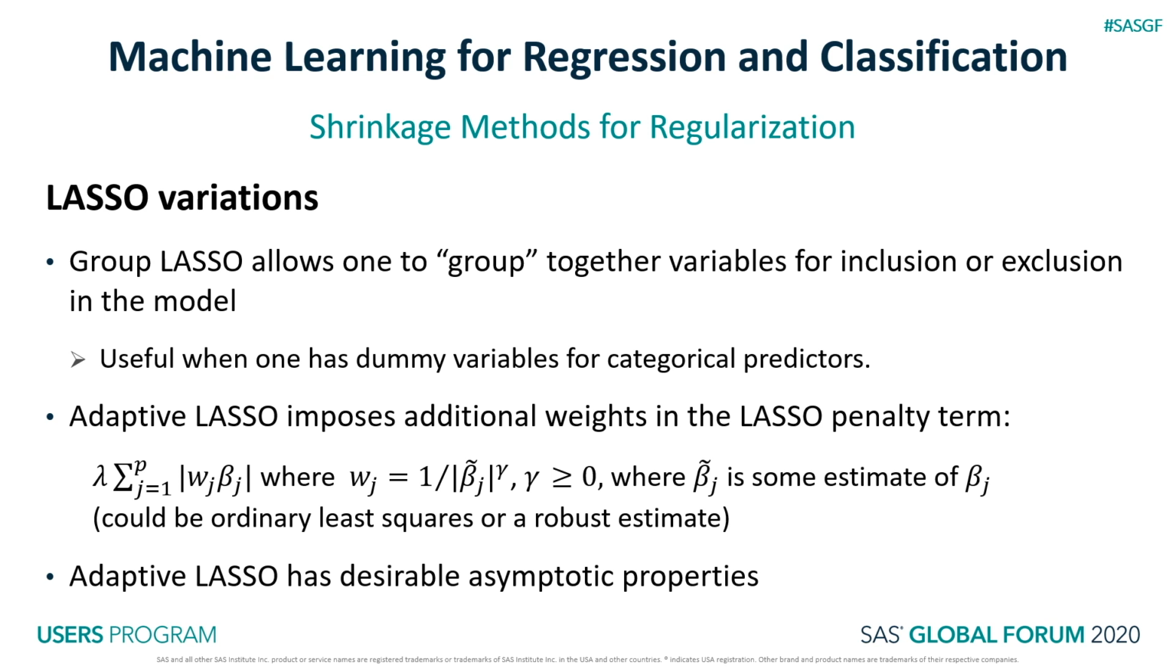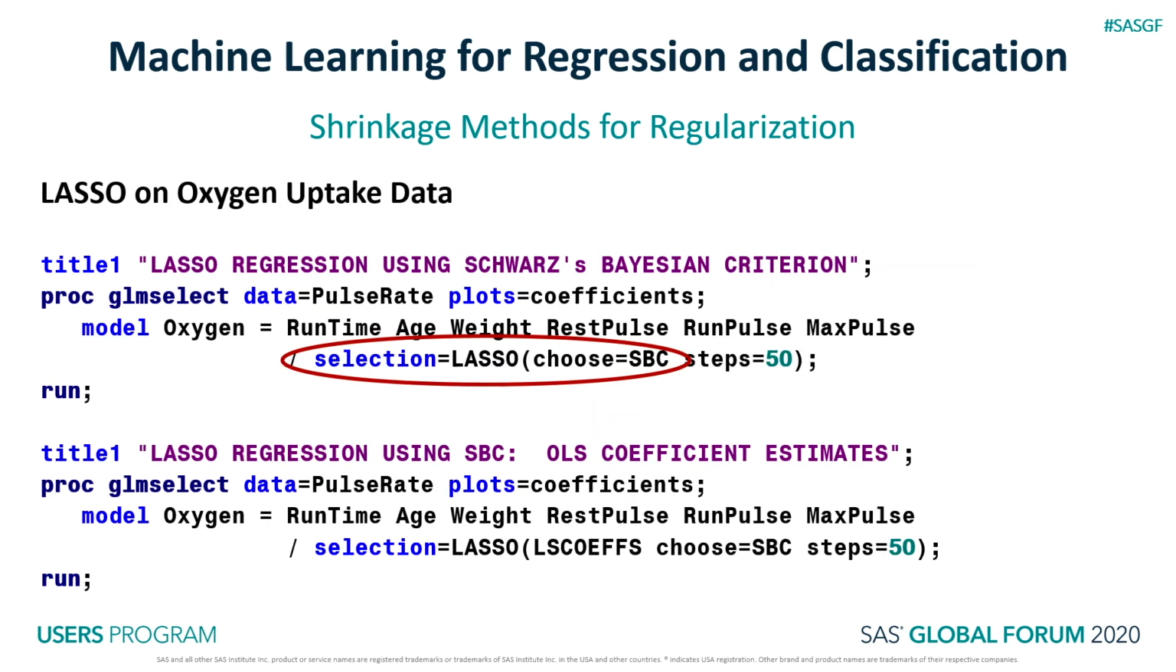The adaptive LASSO imposes some additional weights on the LASSO penalty term, and in doing so it has some very desirable asymptotic properties. And so there are many circumstances in which people recommend the adaptive LASSO over just the ordinary traditional LASSO. So how do we fit LASSO in SAS? The appropriate procedure is proc GLM select, and the plots that I want to show you are of the coefficient estimates as we increase or decrease the penalty parameter.